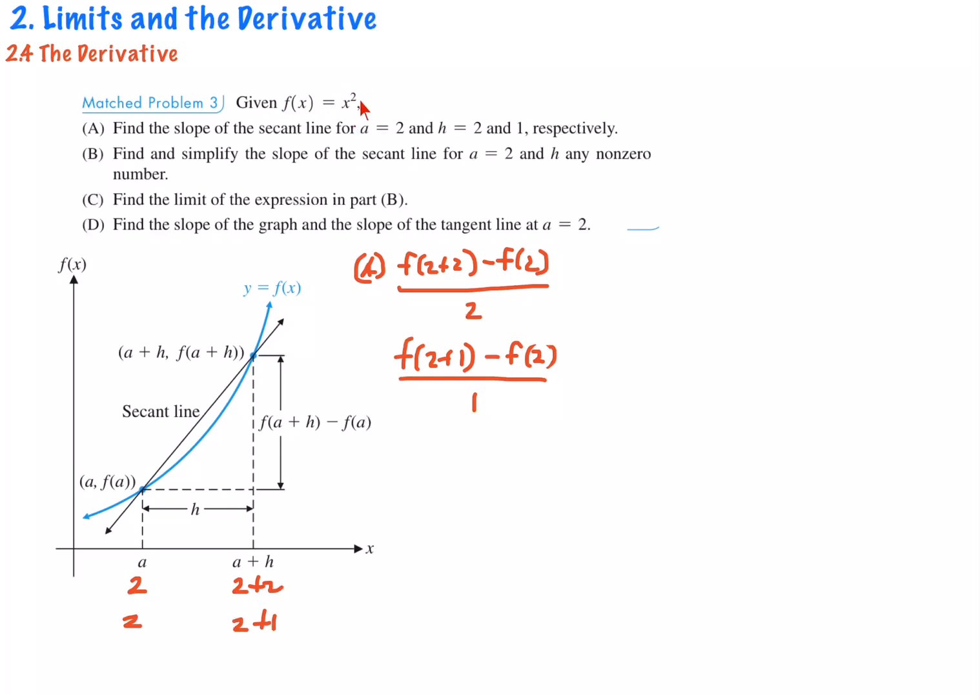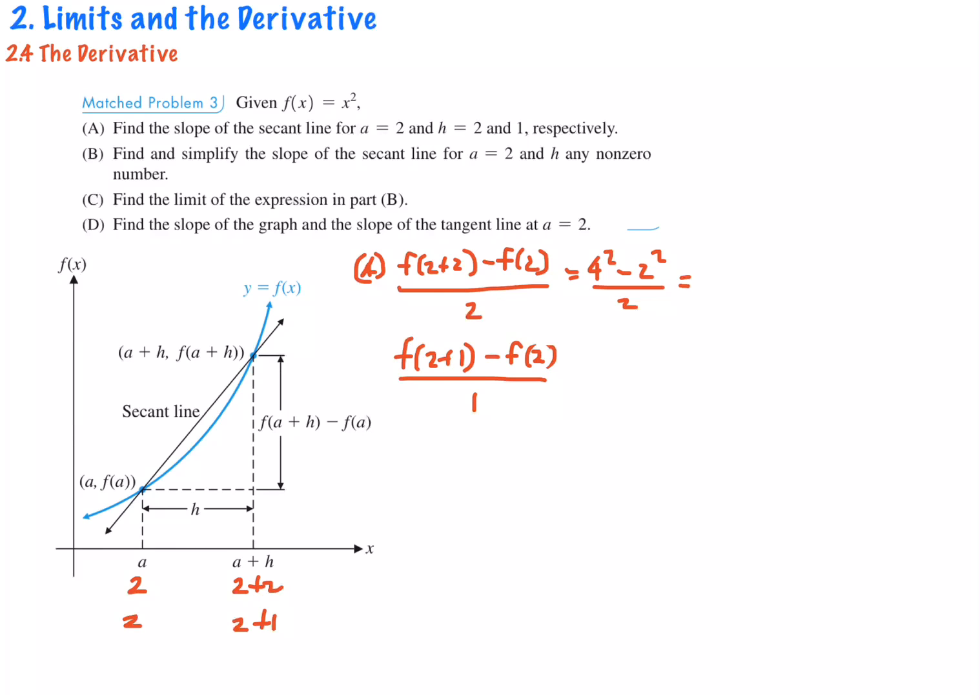And then since we have f of x equal to x squared, we can just put it here. So f of 4, that will be 4 squared minus 2 squared over 2. Again, this is f of x. So 2 plus 2 is 4, x squared. So that will be 4 squared minus 2 squared divided by 2.